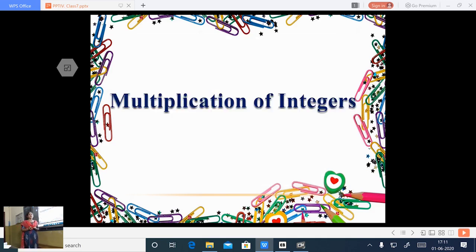We learned three cases in addition of integers. Which are they? First one, addition of two positive integers. Second one, addition of two negative integers. And third one, addition of a positive and a negative integer. Those three cases are used in multiplication also. But here is one offer for you. You can apply the same rule for the first two cases, that is for multiplication of two positive integers and multiplication of two negative integers. Let's see those two cases.